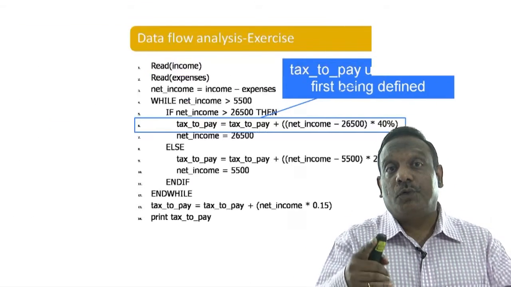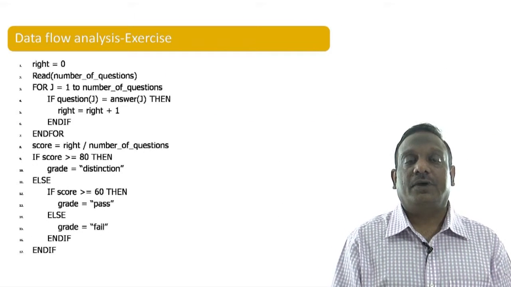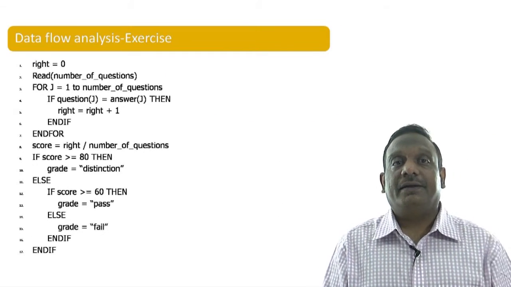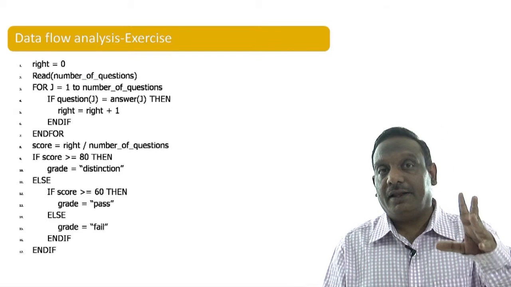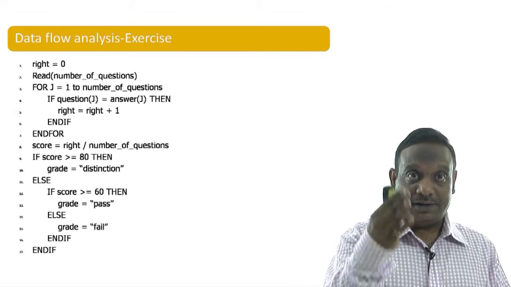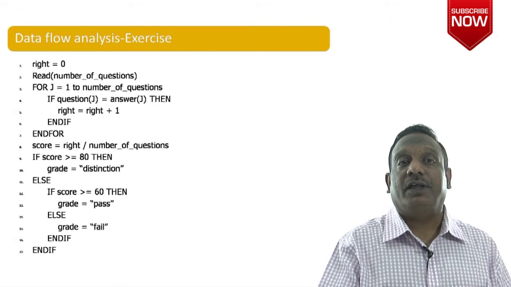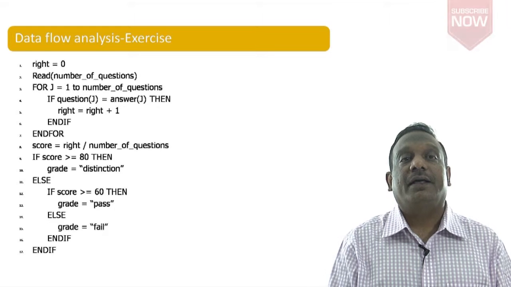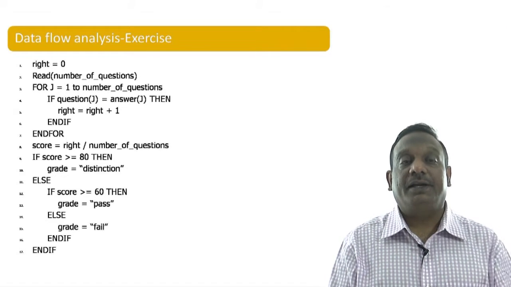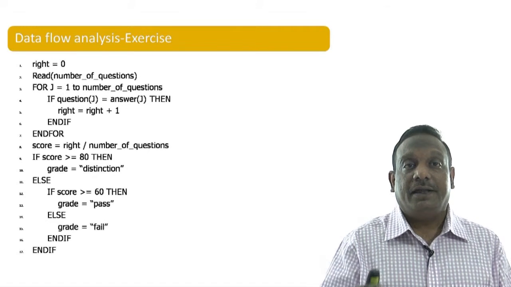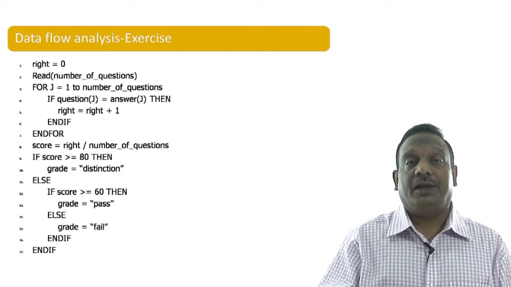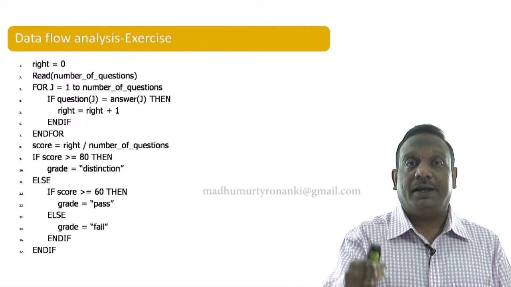So let us move to the next example. Again, we have taken simple logic, and the source code is 17 lines on your screen now. Here, if you look at what the variables are, there is a variable called write. It has been defined in the first line. Then in the second line, another variable called number of questions is being defined.